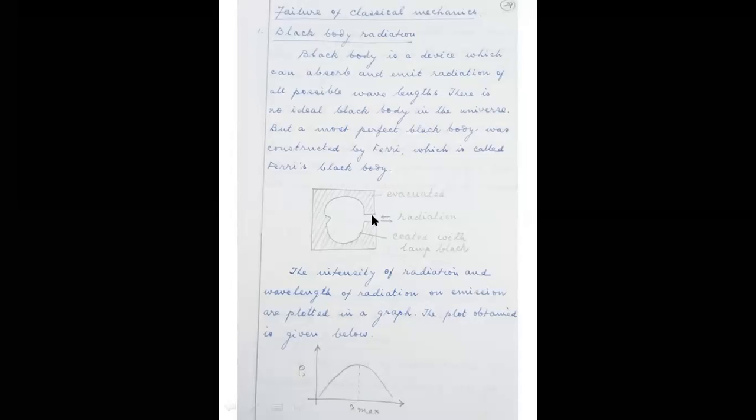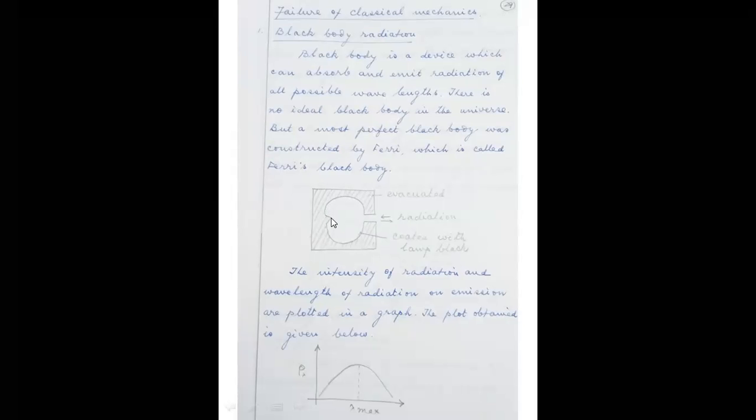And actually, the small opening here will act as the black body, which can absorb radiation of all possible wavelengths and which can emit radiation of all possible wavelengths when heated. It is a double walled system, and in between these two walls, it is evacuated. And the inner part of Ferry's black body is coated with lamp black material.